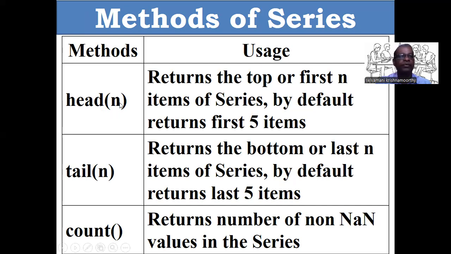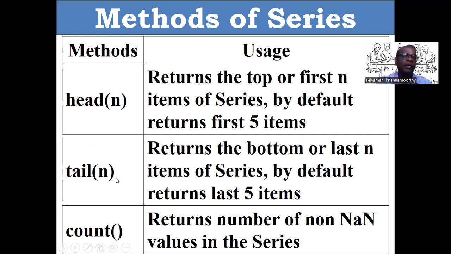head(n). That means what? It returns the top or first n items of the series. That means 0th item, first item, second item, third item, like this. If you are not giving any value for n, by default, it returns the first 5 items. I hope it is clear.